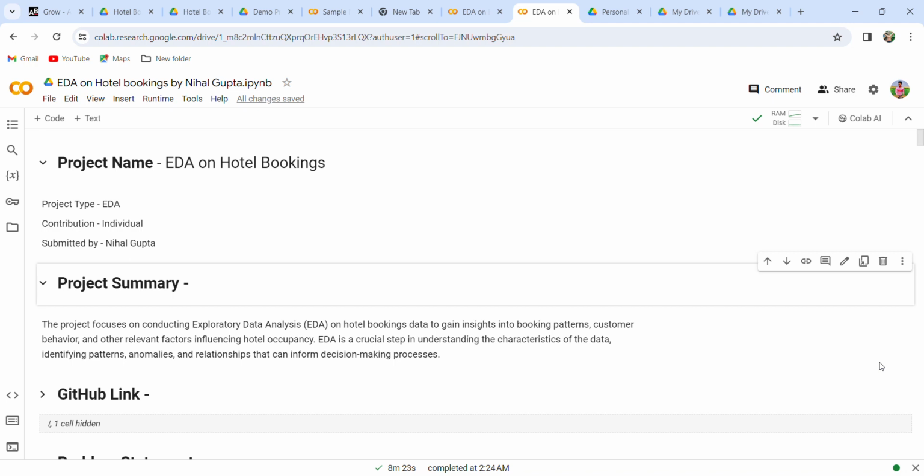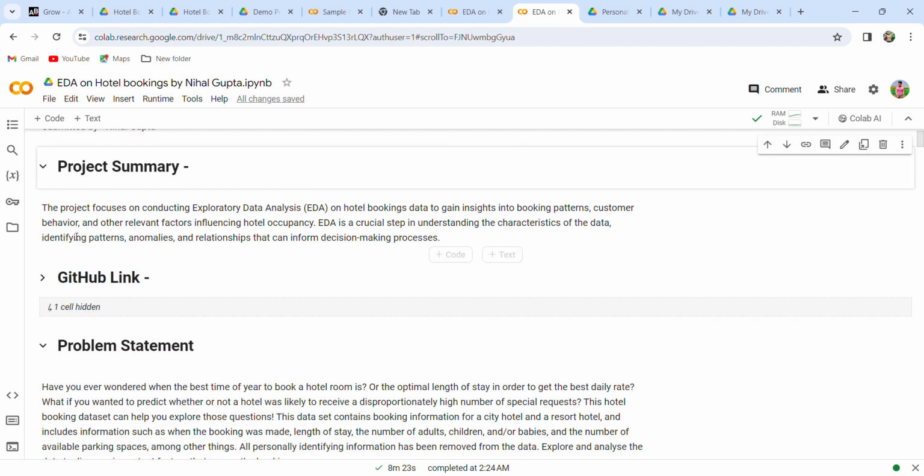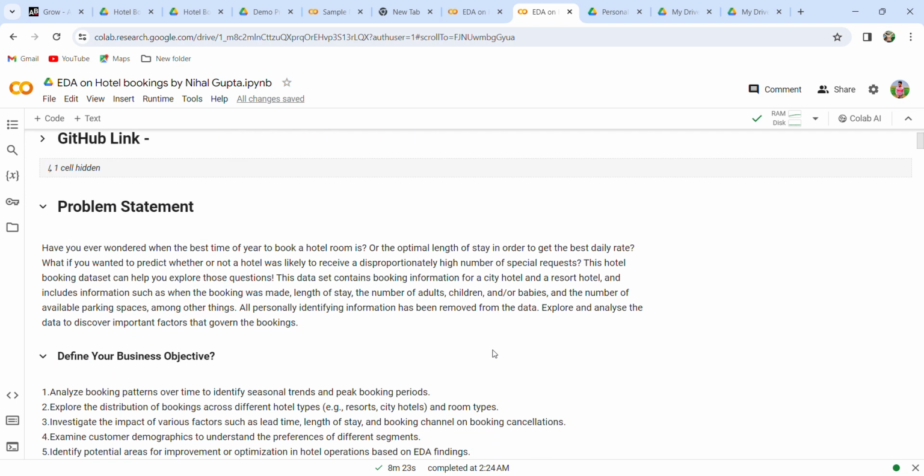So this is our project in hotel booking analysis. Coming to the project summary, the project focuses on conducting exploratory data analysis on hotel booking data to gain insight into booking patterns, customer behavior, and other relevant factors influencing hotel companies. EDA is a crucial step in understanding the characteristics of the data, identifying patterns, and analyzing relationships that inform the decision-making process.